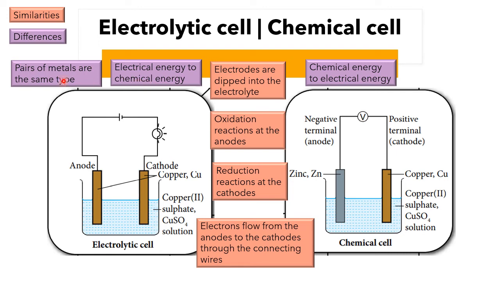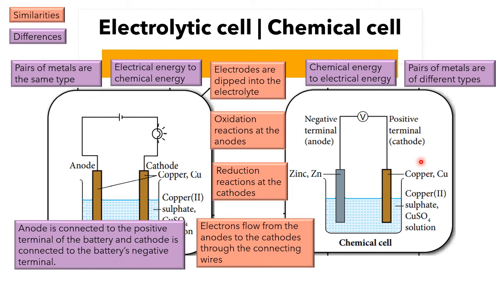Pairs of metal are the same type untuk electrolytic cell. So, contoh kita gunakan kedua-duanya adalah carbon electrode atau kedua-duanya adalah menggunakan metal yang sama. But for the chemical cell, electrodes must be a pair of different types of metal yang ada different reactivity. Alright. Okay, saya dah contoh.